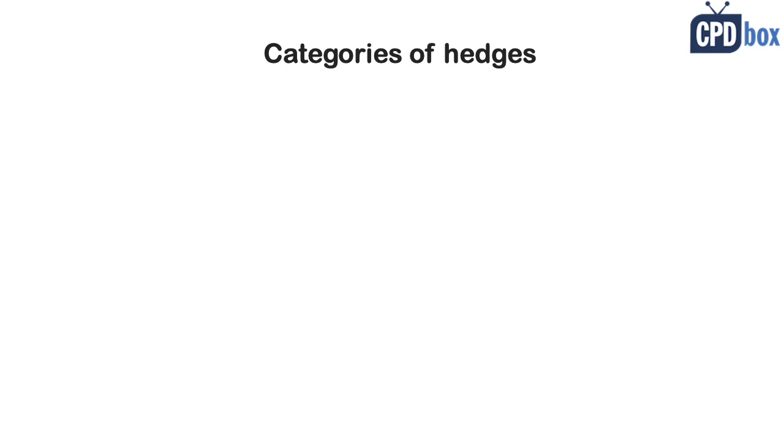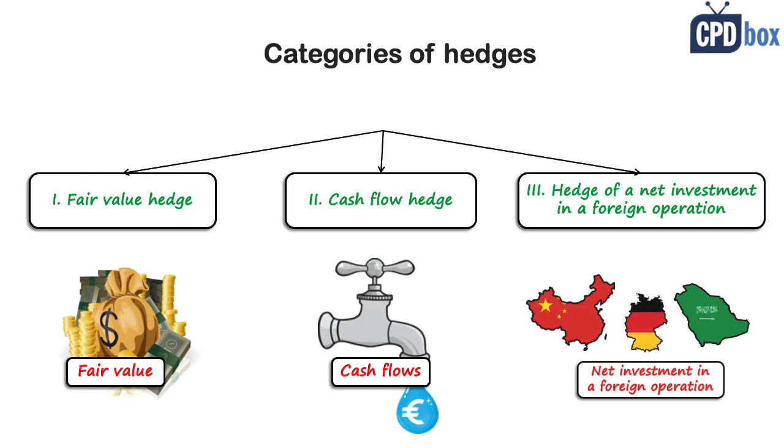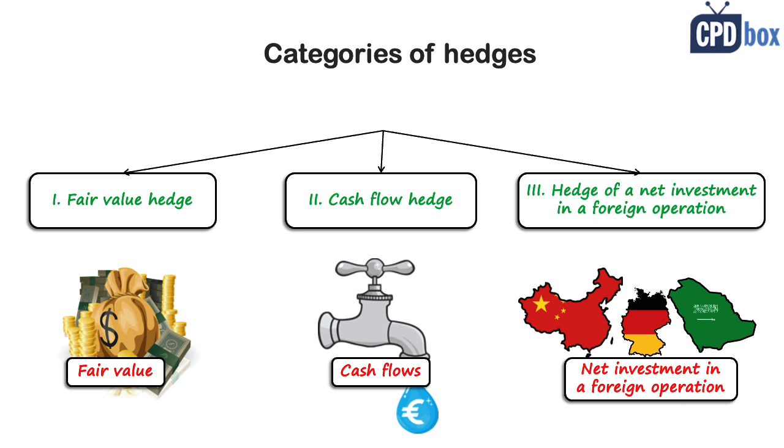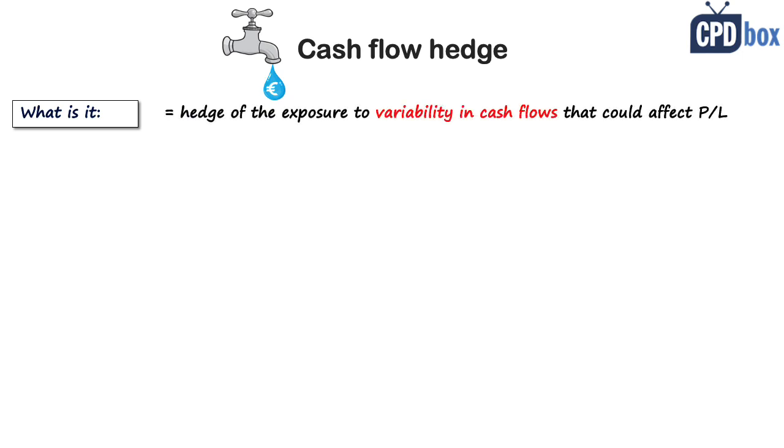So we can have 3 categories of hedges: fair value hedge, cash flow hedge, and hedge of net investment in a foreign operation. But here we will focus on cash flow hedge because that's the most common type in the case of foreign currency risk. You can sometimes do the fair value hedge too, but let's do the most common thing here. Cash flow hedge is a hedge of exposure to variability of cash flows that could affect profit or loss. So in this case, we do not want variable cash flows. We prefer to fix them for budget reasons or whatever.